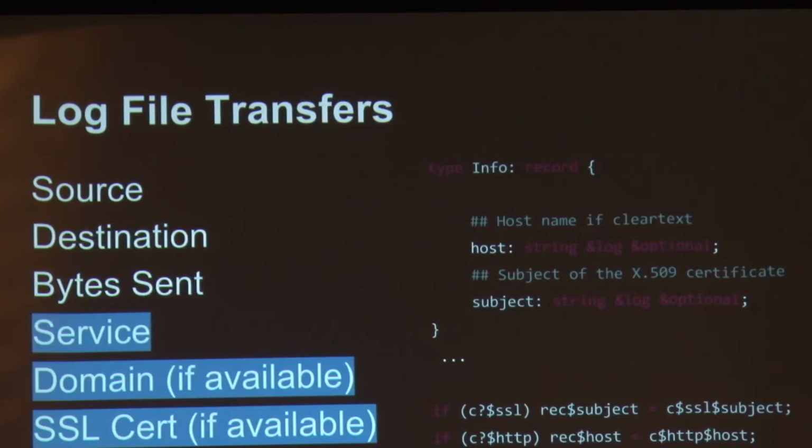And how I did that, the code's on the right side. At the top of the Bro script, you would add what you wanted to add, like host, subject, and you just say to log those, but they're optional. And then at the bottom, further on down in the Bro script, I would say for the subject, for example, if the connection is SSL, then the subject equals c$ssl$subject. Or if the connection is HTTP, then host equals c$http$host. So on and so forth, and you can add all these things into the Bro logs just by adding those to the Bro script.